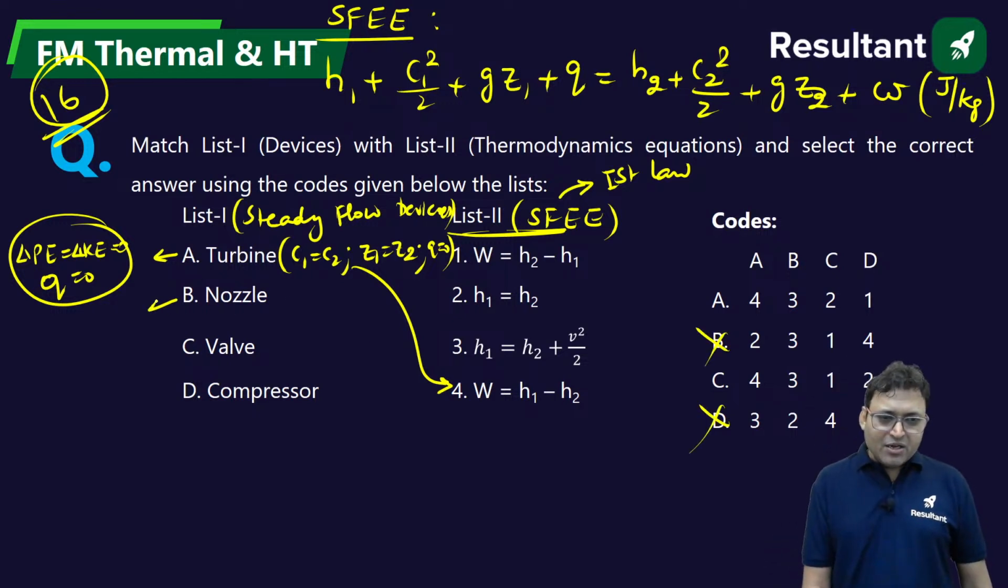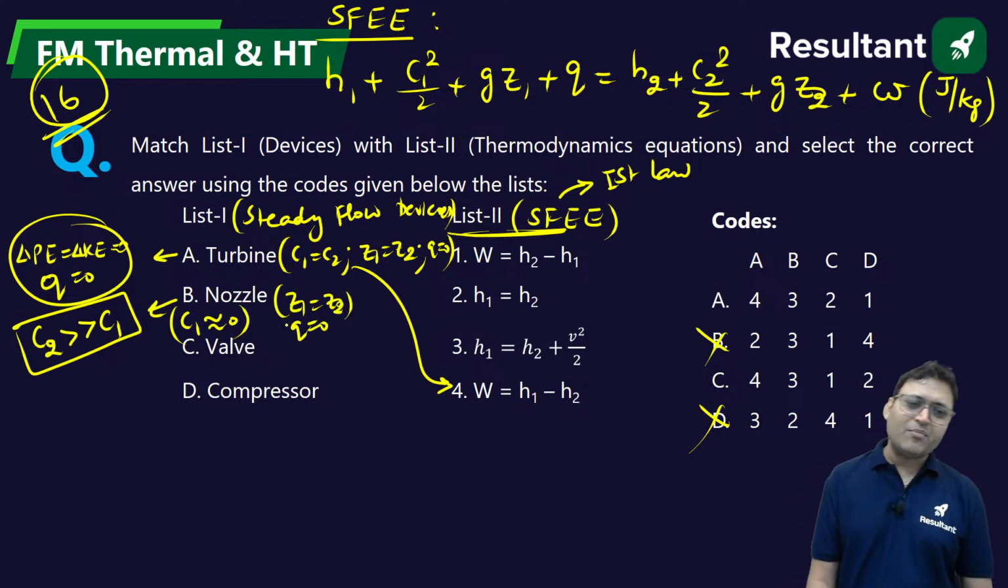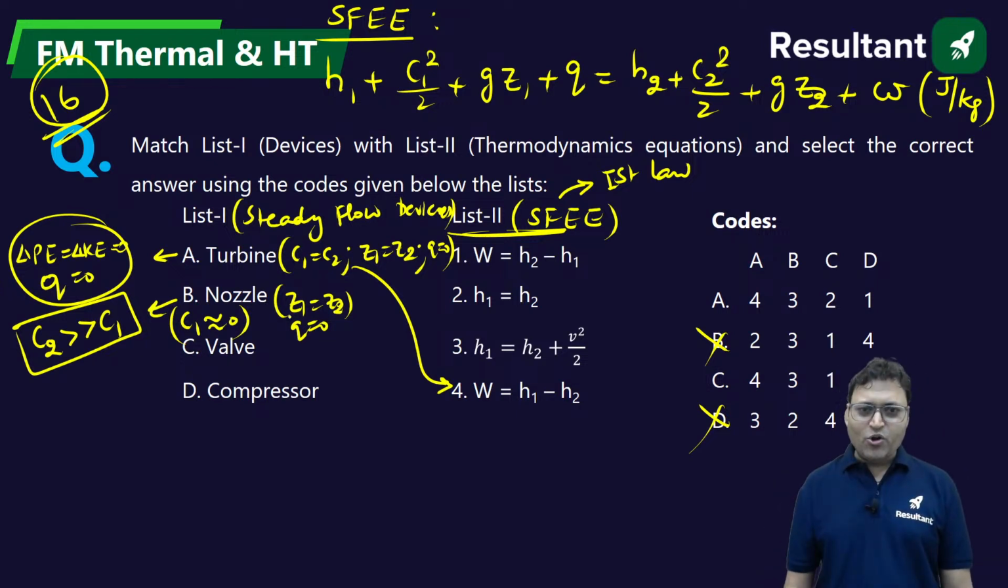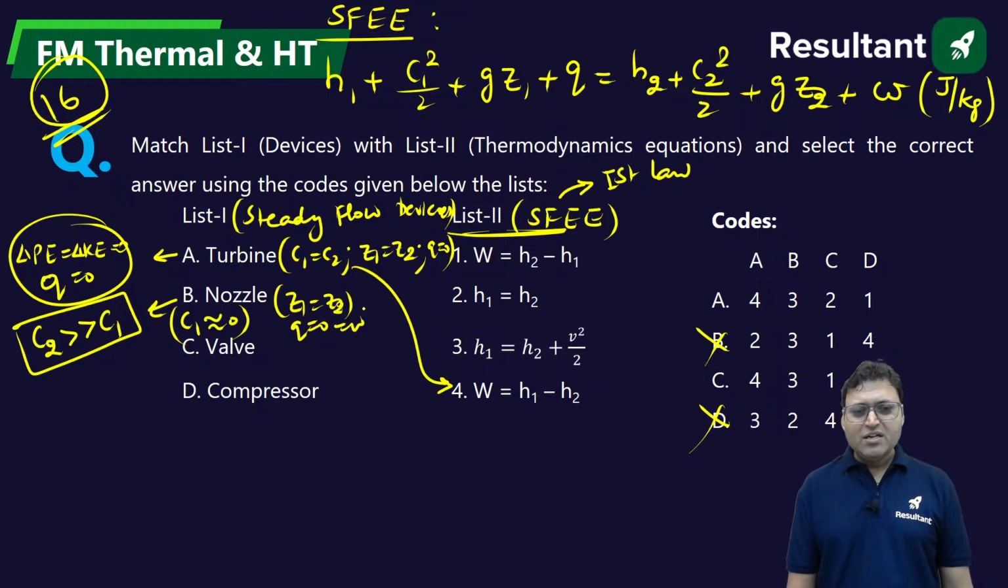Then the nozzle. In a nozzle, C2 is very large compared to C1. It is used to increase the velocity, so C1 can be neglected. There is no change in potential energy and all the devices are normally thermally insulated, so Q is equal to 0. W is also equal to 0 in case of a nozzle. So H1 is equal to H2 plus V square by 2.